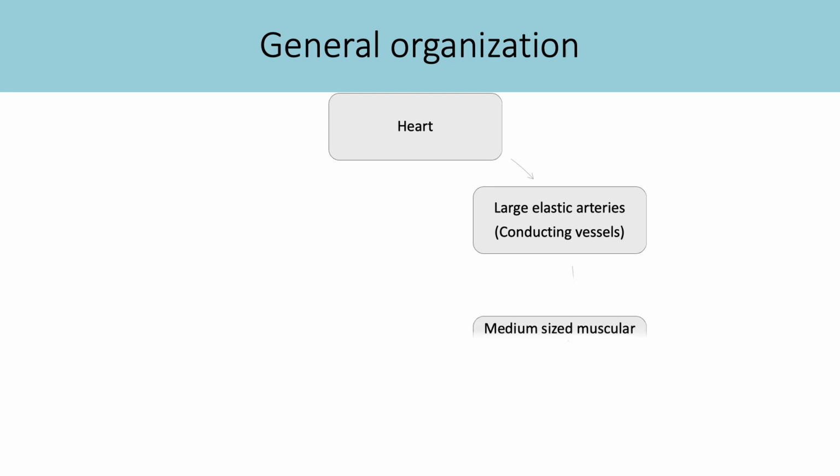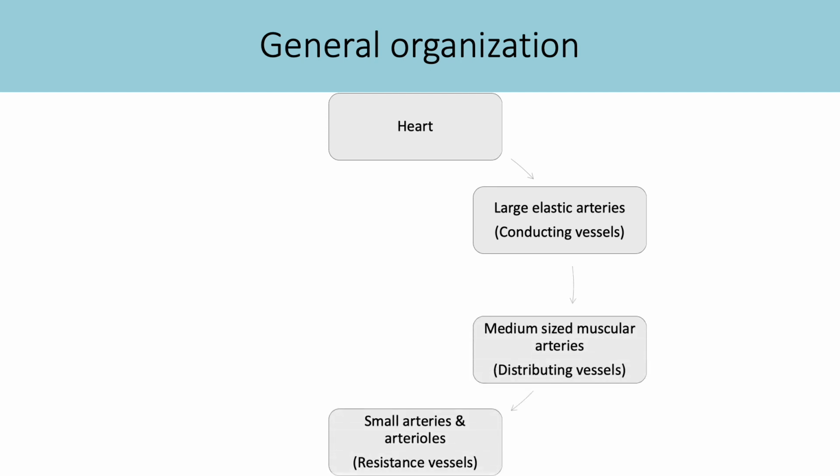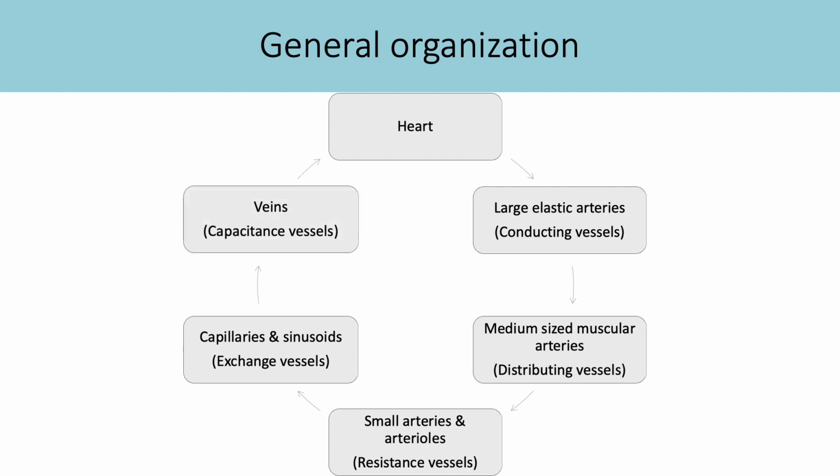From the heart, the large elastic arteries or conducting vessels arise. They successively branch to give rise to medium-sized muscular arteries or distributing vessels, small arteries and arterioles or the resistance vessels, and capillaries and sinusoids or the exchange vessels. These capillaries or sinusoids join together to form venules and successively small and large veins, which form the capacitance vessels which drain blood back to heart.